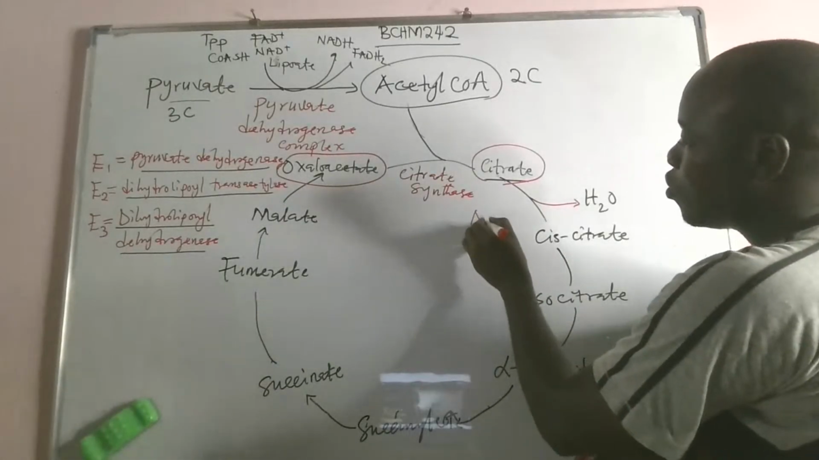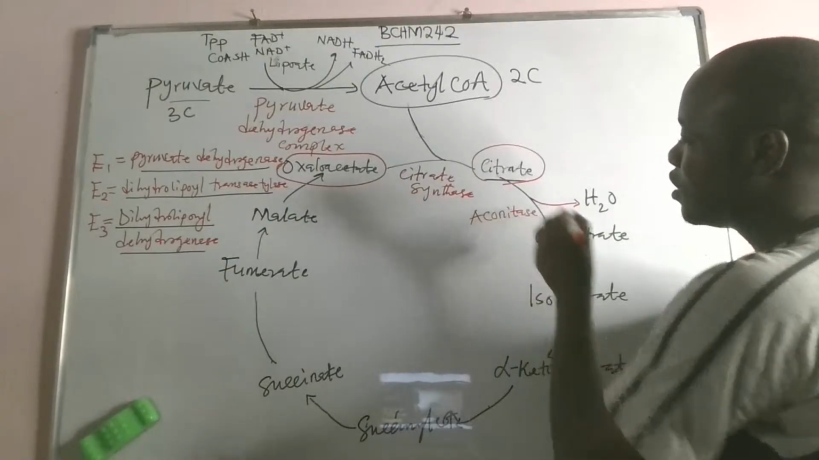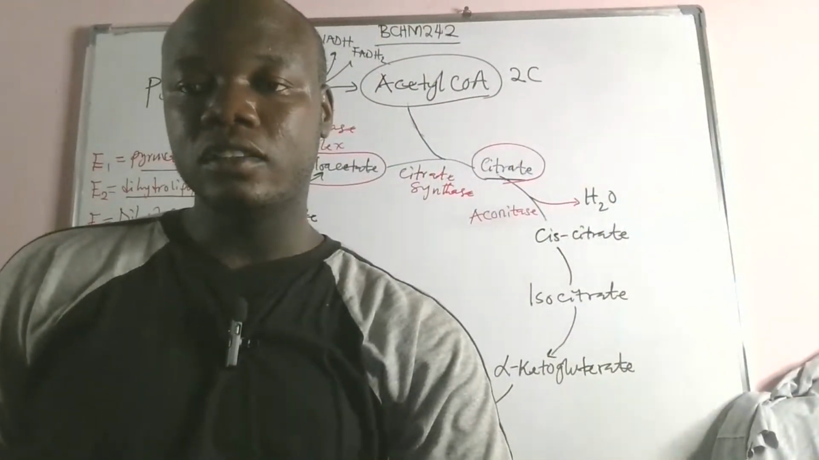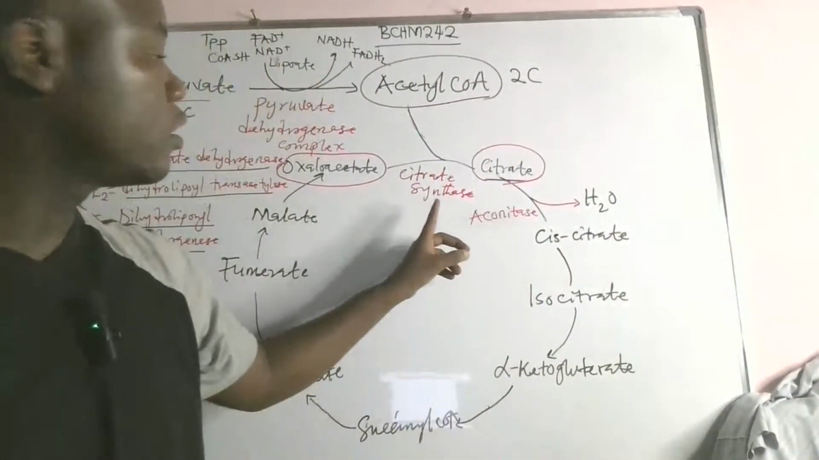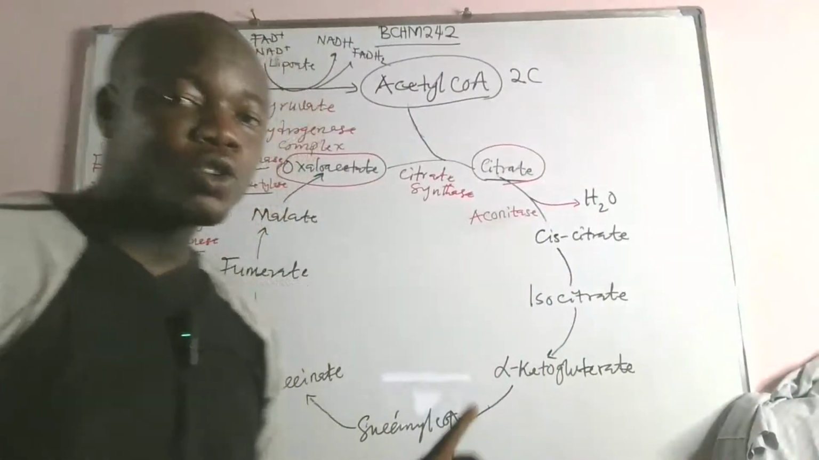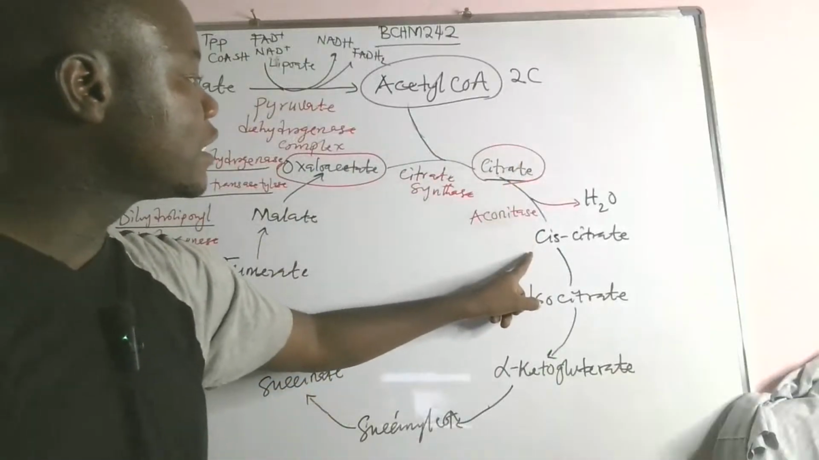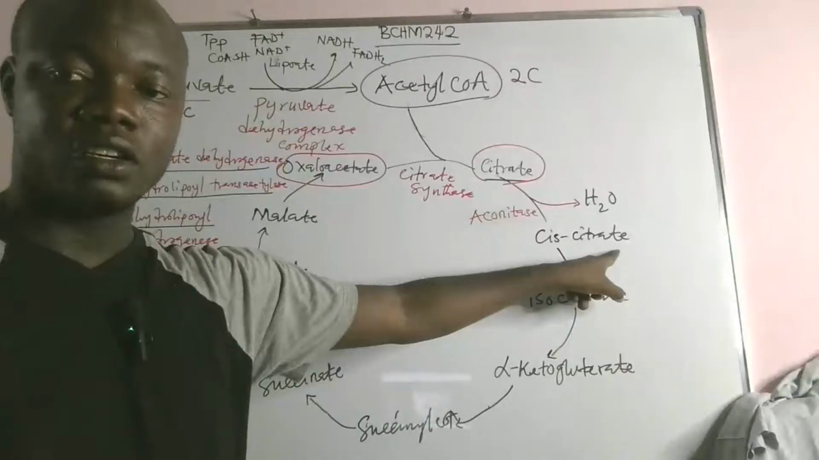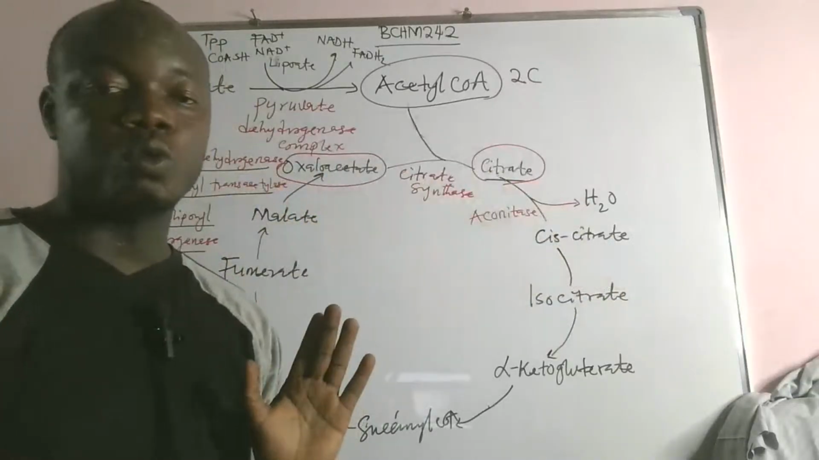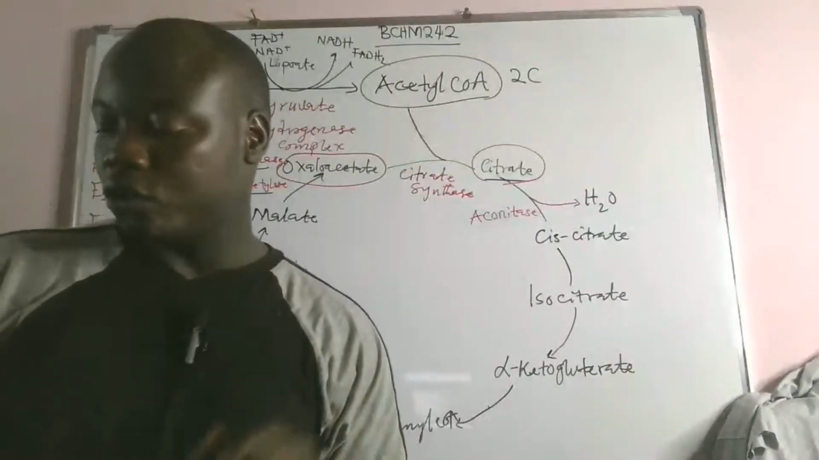We call it aconitase. So aconitase is the enzyme that converts citrate to cis-aconitate by removal of one molecule of water. I hope you are following. Please, are you following?